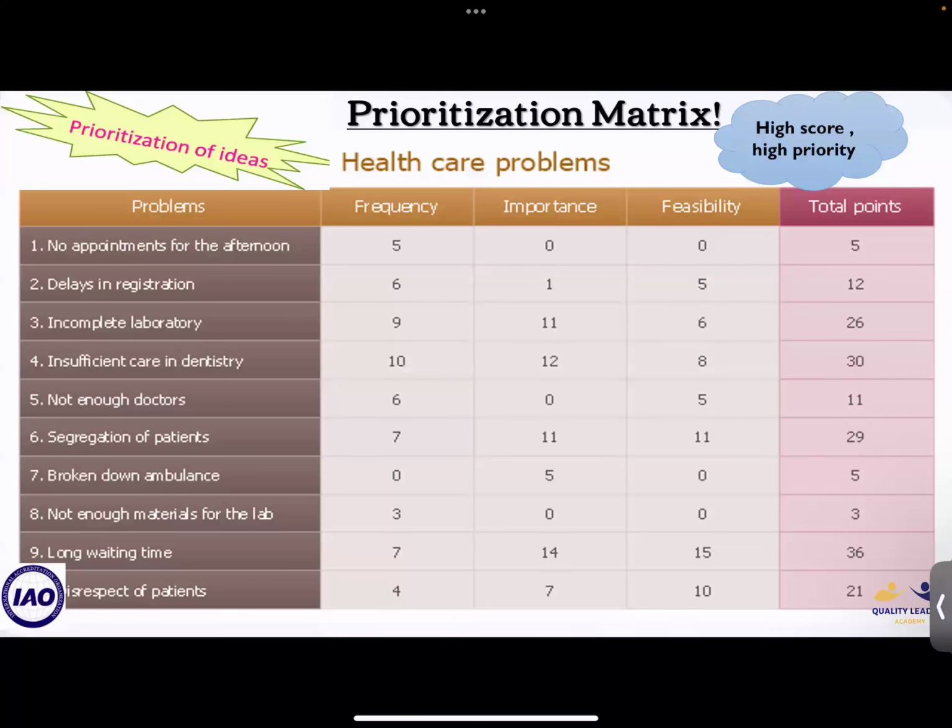The second method is the prioritization matrix. You determine certain priorities and look at the problems you have. You determine these priorities, and the ones you will give priority to, you give them a certain percentage. Frequency: how many times does this repeat? And this, how many times? And this, how many times? And this is the importance or the significance.